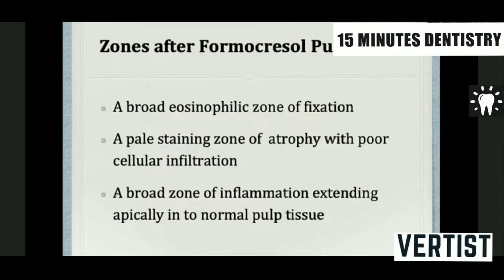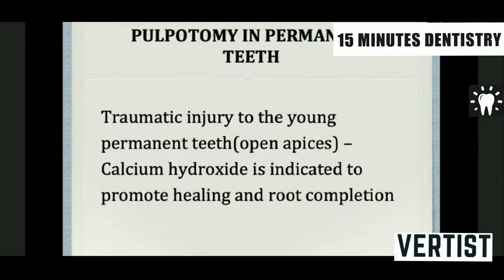Then when we have discussed the Formocresol pulpotomy, we are going to see several zones which have formed after a week's time. That is a broad eosinophilic zone of fixation in the coronal third of the canals, a pale staining zone of atrophy with poor cellular infiltration in the middle zone, and a broad zone of inflammation which is extending apically into the normal pulp tissue. Then pulpotomy in the permanent teeth.